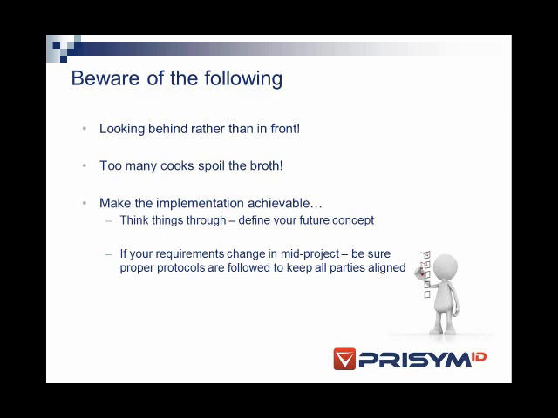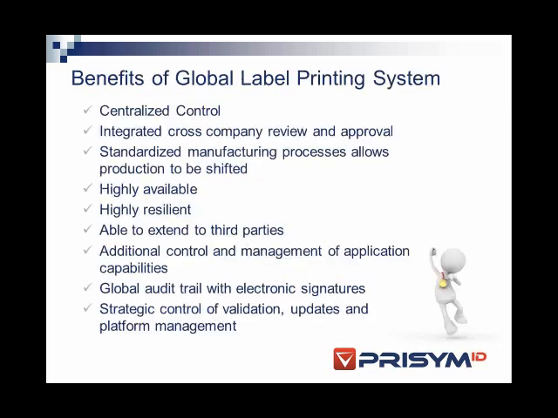And in wrapping up, a quick summary of the benefits of a global harmonized labeling printing system are centralized control over all label designs and data, meaning greater flexibility in managing change and growth, one system to support, one system to validate, one system to train upon, and visibility and accountability throughout the labeling lifecycle across the enterprise.